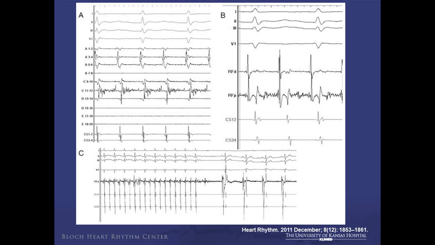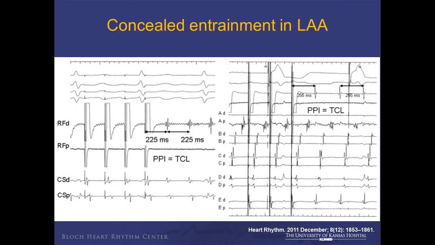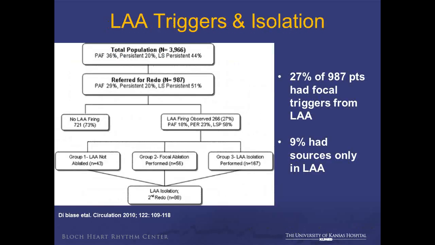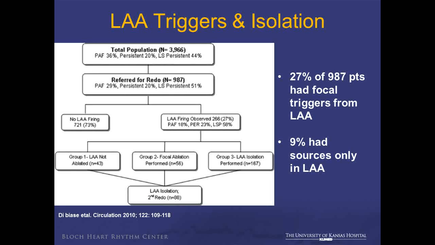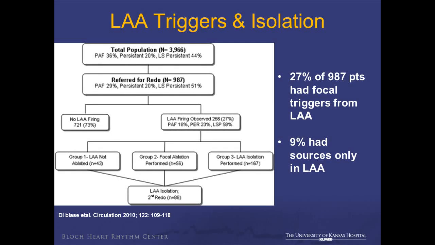This is a paper from Michel Haïssaguerre's group. They did some very elegant pacing maneuvers to show the entrainment process and prove the concept that they all come from the left atrial appendage. And then this is data from Dr. Natale's lab, which you all heard yesterday: about 27% of their 987 patients that had focal triggers, they were all from the left atrial appendage.